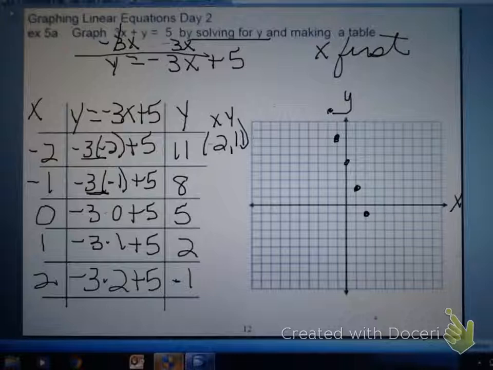Now, again, we have 5 points on this table. You might not be able to graph all 5 of them. Extend your lines past your points and put arrows. Make sure you use a straight edge.